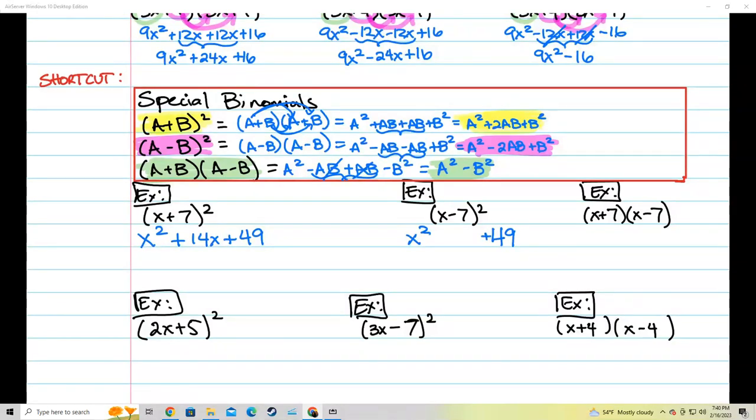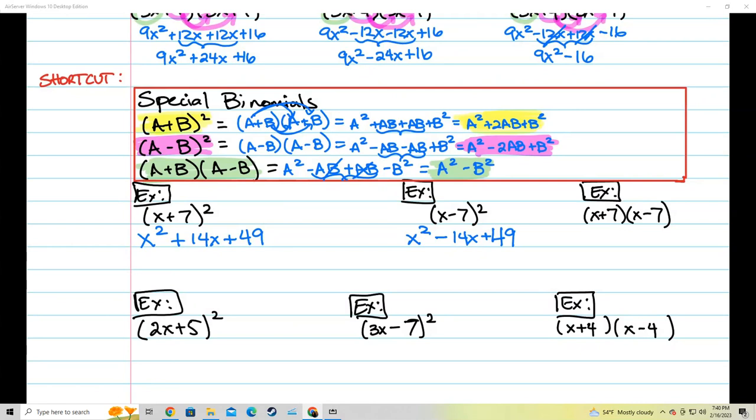Okay, the middle part is the weird part. The middle part, I got to go first part times second part, and I need to double it up. Okay? First part, x, times the second part, 7. X times 7 is 7x. And then I need to double it. 7x times 2, that's 14x. But because I have the minus symbol, that means I need the minus symbol here. And that middle term is going to be a negative. That's exactly why I got that negative on that middle one. Okay? And I'm done.